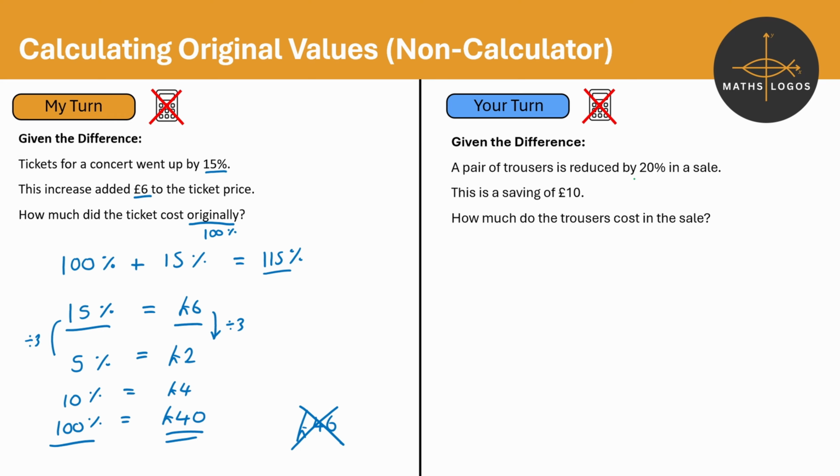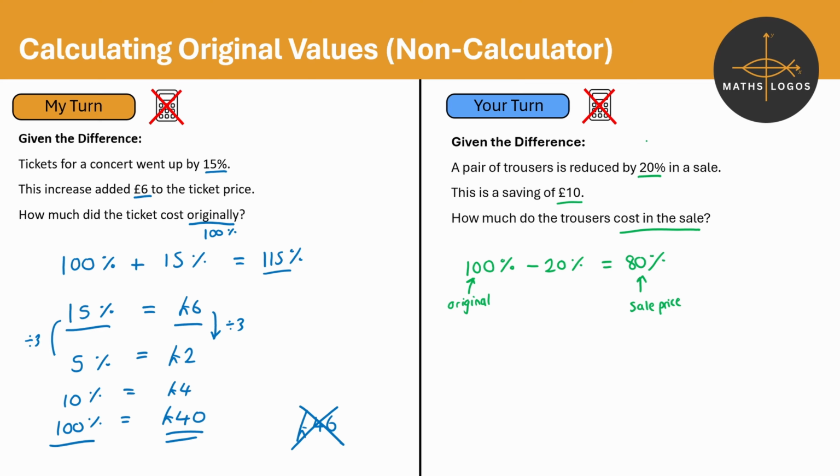So a pair of trousers is reduced by 20% in a sale. This is a saving of £10. How much do the trousers cost in the sale? So the trousers cost 100%. They didn't cost that, that's how we represent the cost of them. And they were reduced by 20% to give us a value of 80%. That's the original, that's the sale price. Okay, let's bear that in mind.